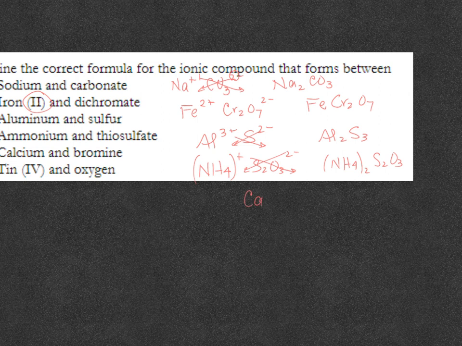Calcium and bromine. Calcium is +2 because it's group 2. Bromine will be -1 because it's group 17. It becomes CaBr2.